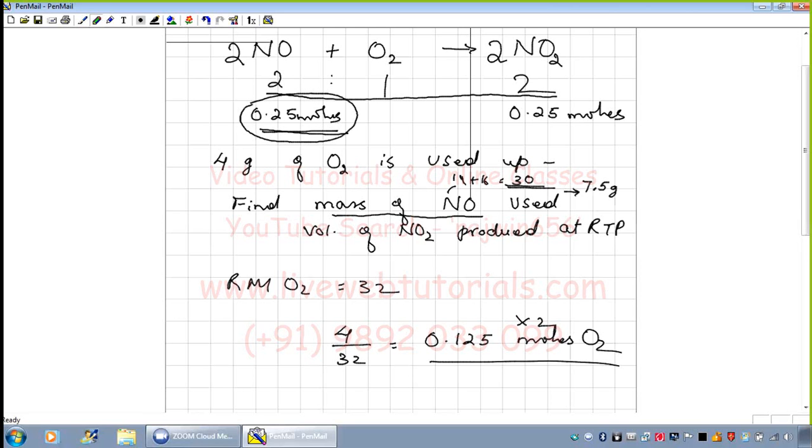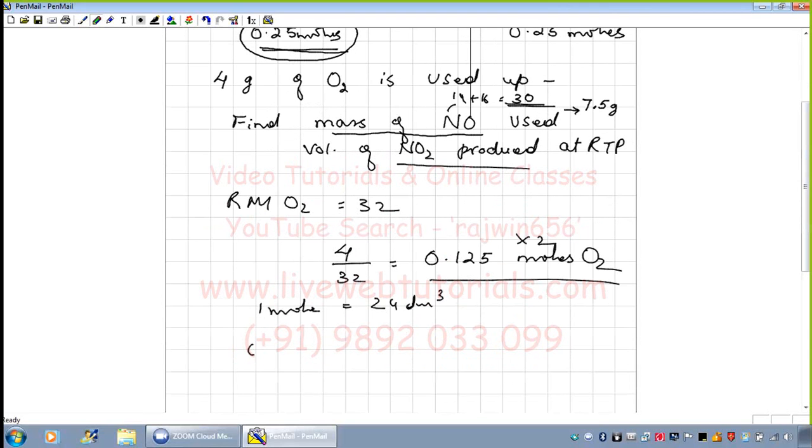Then how much volume of NO2 is produced? So 1 mole will be 24 dm cube. Correct. 1 mole is 24 dm cube. 0.25 moles multiplied by 24. Right. So 0.25 moles, this is going to become the volume of NO2 produced.